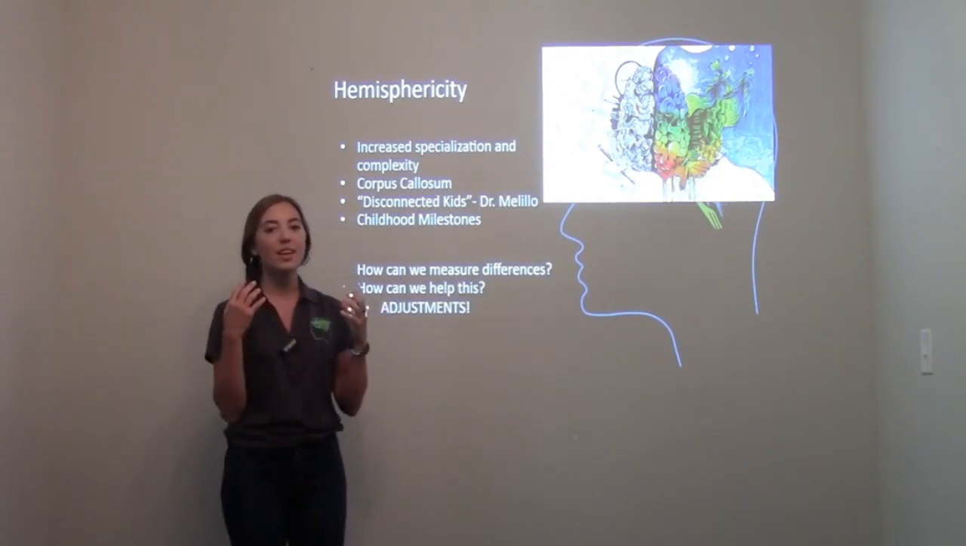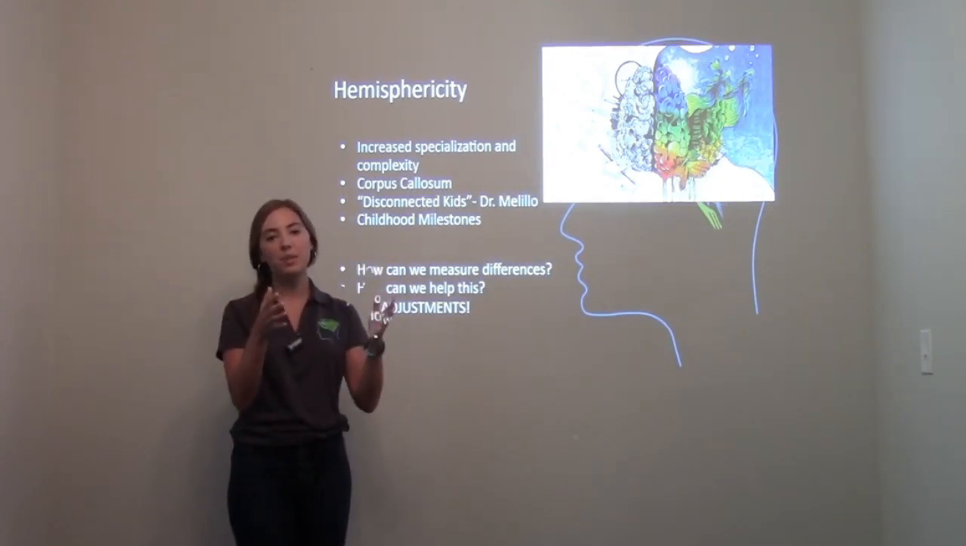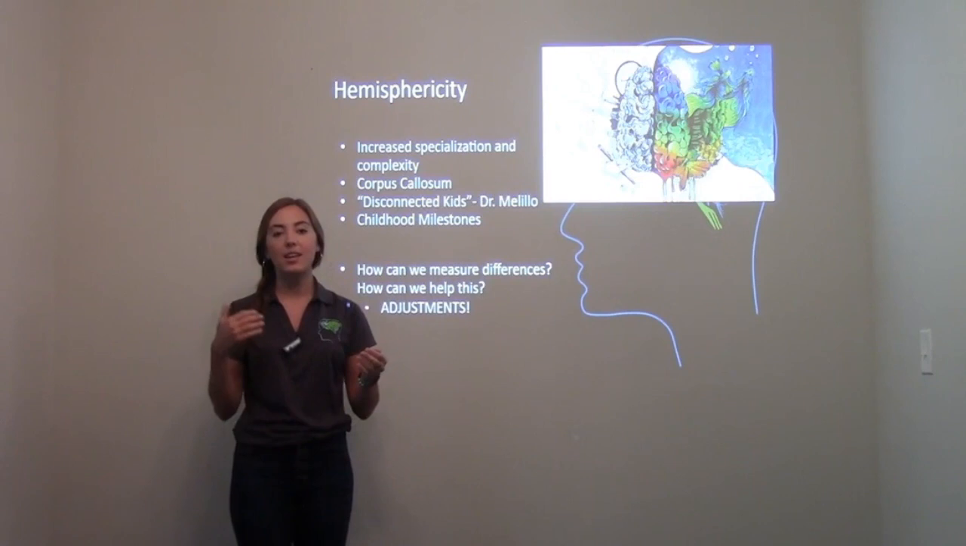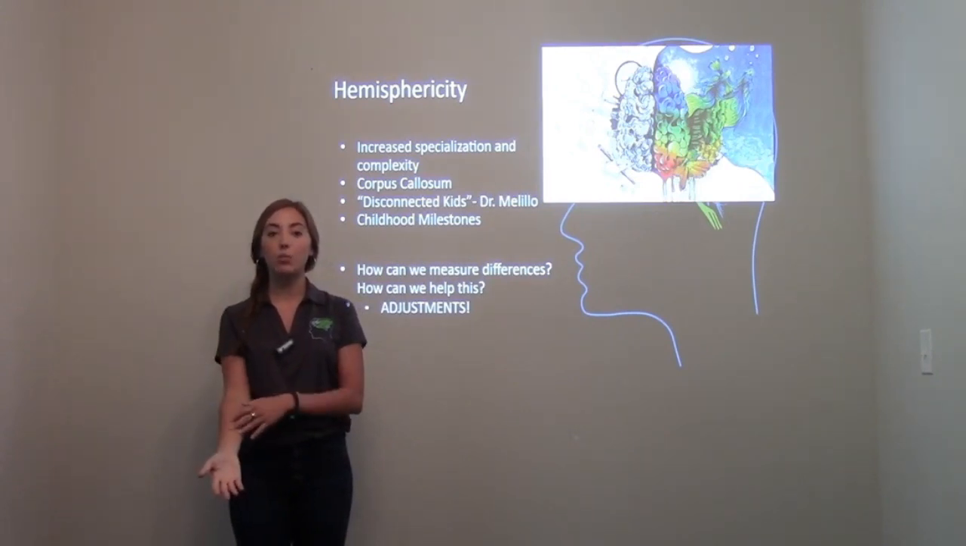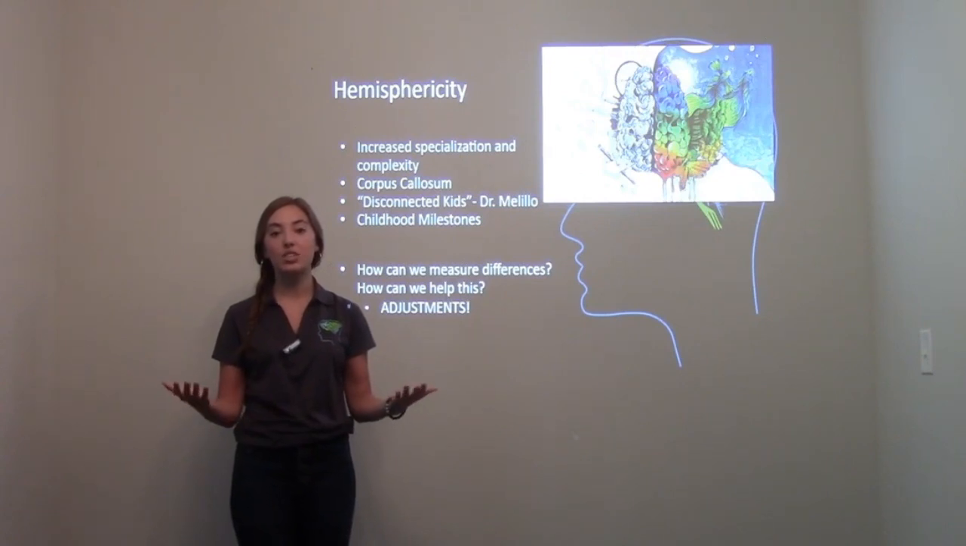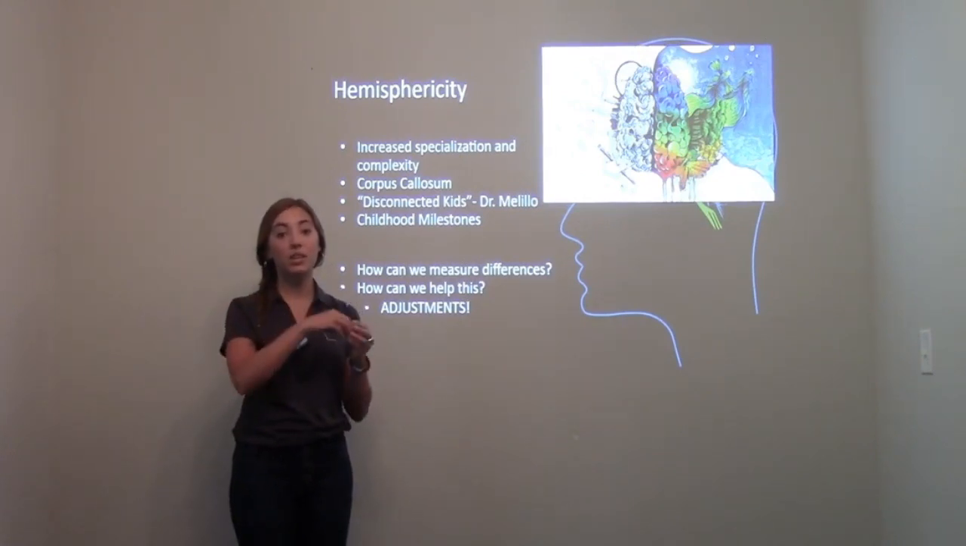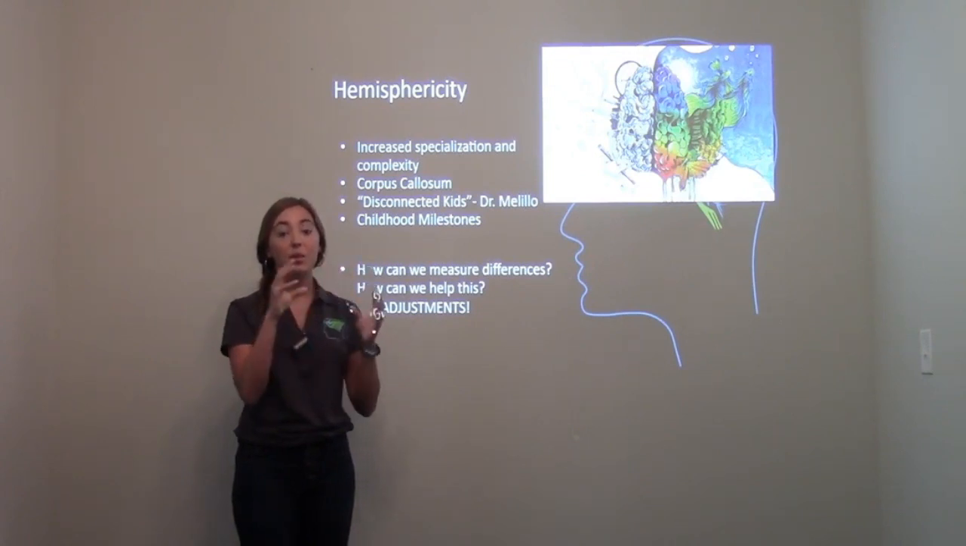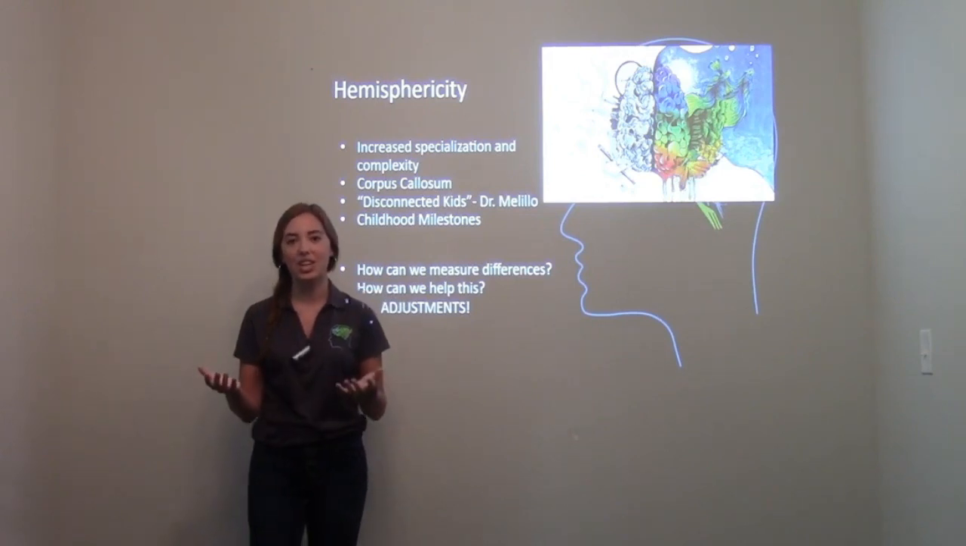So what he did is he mapped his patient's blind spots, and then he adjusted specifically on one side of the body or the other. And depending on the side of the body that he adjusted, when they did a post check of the blind spot mapping, the blind spot either got larger or smaller depending on the side that he adjusted.